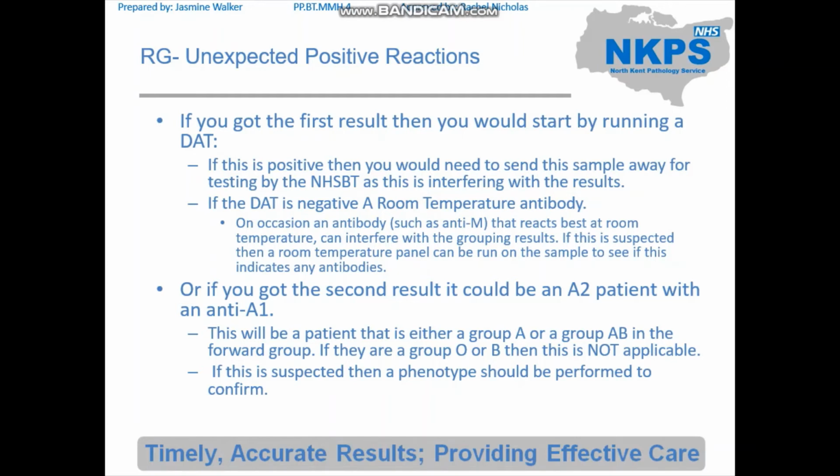If you've got the second result, it could be an A2 patient with an anti-A1. This would only be applicable if the patient is either group A or group AB in the forward group. If they're group O or group B, it doesn't make any difference. If this is suspected, then you need to perform a phenotype to be able to confirm this.